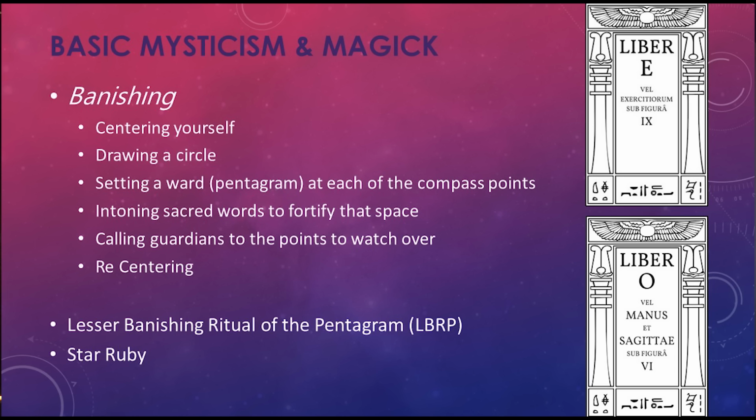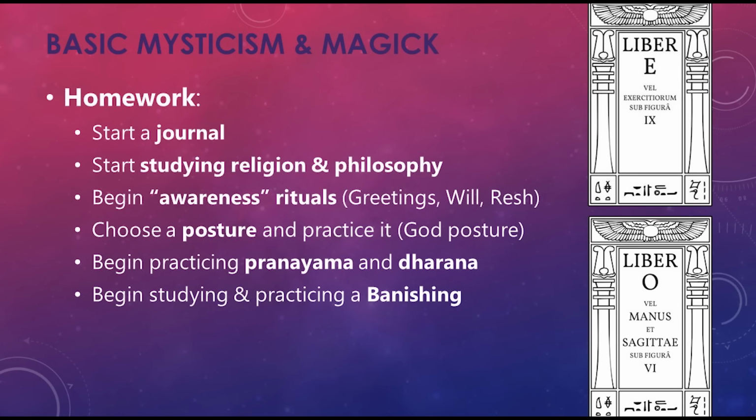The banishing ritual that most people are familiar with is called the LBRP, Lesser Banishing Ritual of the Pentagram. Then Crowley souped it up. Like I said, he does 2.0 versions a lot. This is his 2.0 version of the LBRP called the Star Ruby. Almost there. So, you have a journal, you're studying, you're doing all these awareness rituals like readings, will, and Resh. You're sitting down and doing your posture and your meditation, and then you're going into a magical practice of banishing.